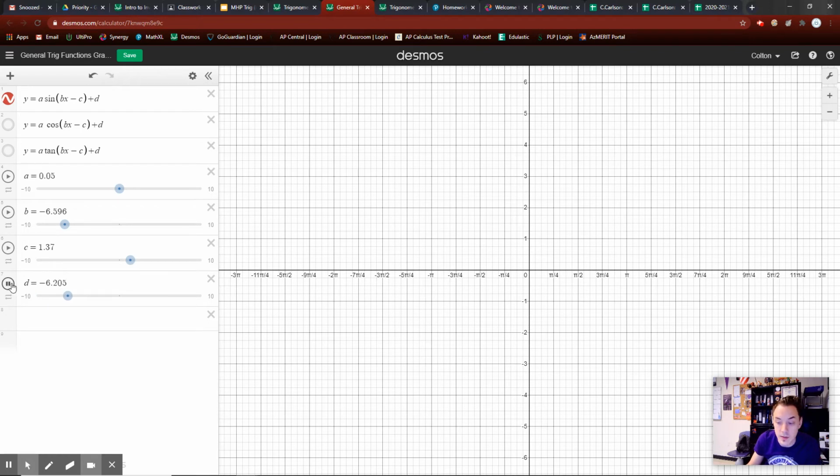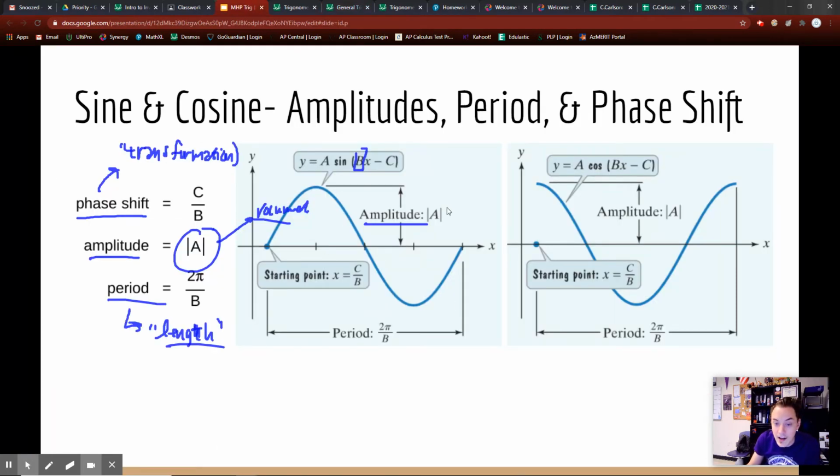That's what it means to move the whole thing up and down. So that's what I have. You don't have the d value here because we really don't even touch it, but technically you would have a plus d and it would move this whole thing up and down. Okay? So that's the basics.